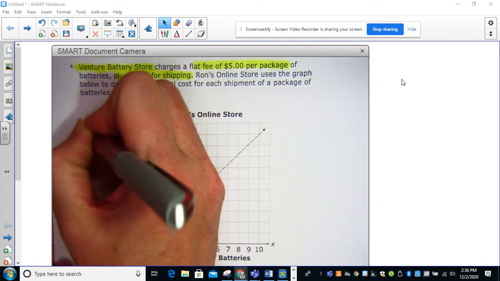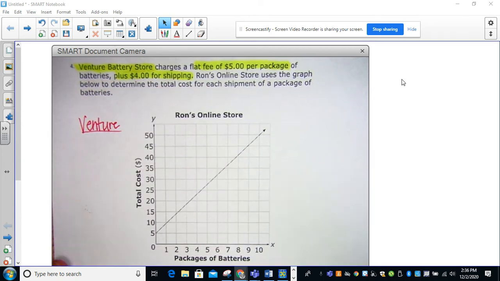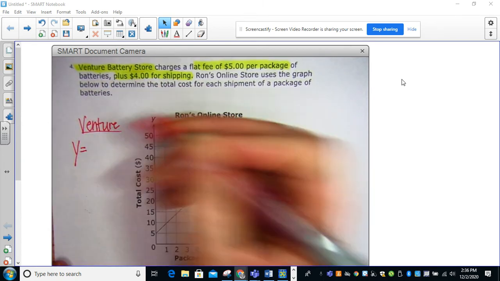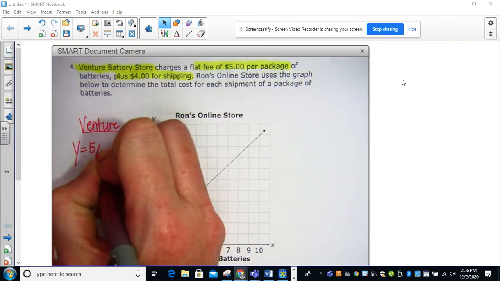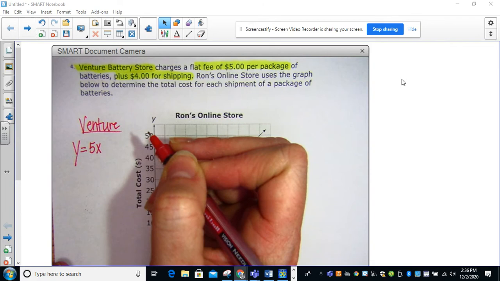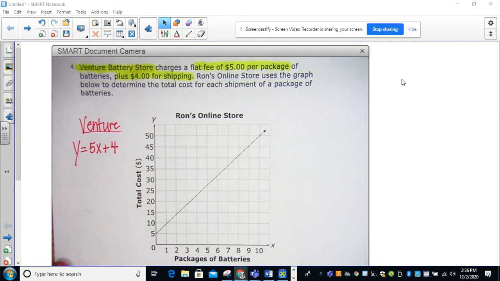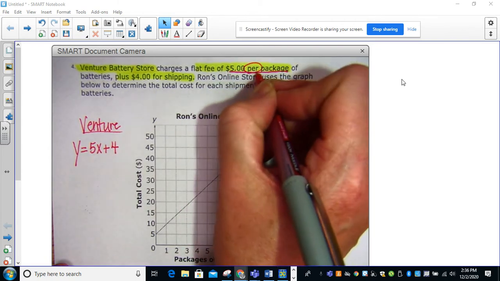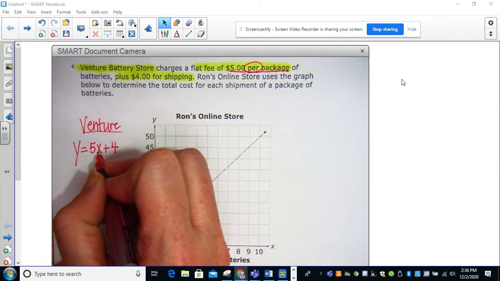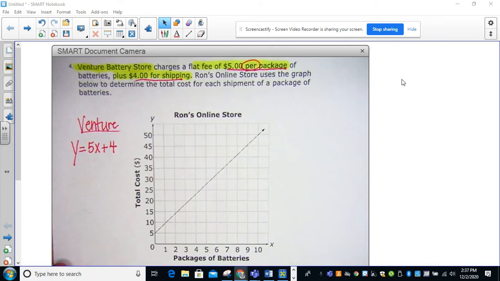So here's Venture. Need to come up with an equation for that. All right, so I'm going to say y equals $5 per package of batteries. So that's 5x for $5 per package plus the $4 shipping fee. Again, $5 per package plus $4 to ship it. And that $4 doesn't matter how much you're shipping.